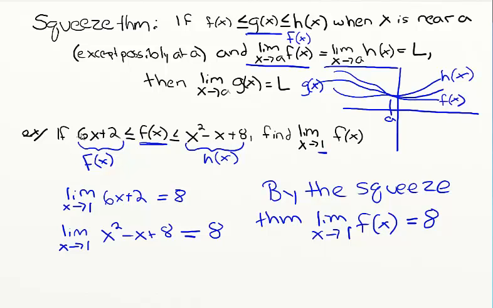And now notice we covered all the bases here. If we have 3 functions, 2 bounding the other one when x is near a, well, we were given that, and then we have the second condition, the limit as x approaches a of f of x is equal to the limit as x approaches a of h of x.